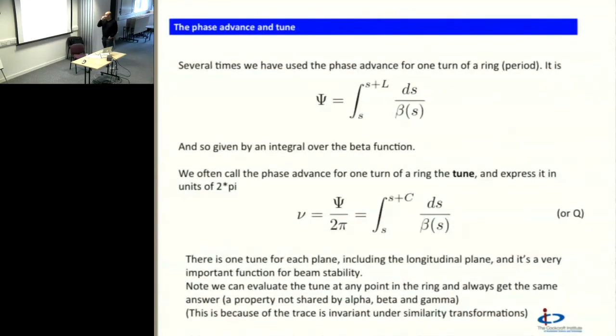So finally, several times we've used the phase advance for one turn of the ring, or maybe over one period of repeating symmetry.